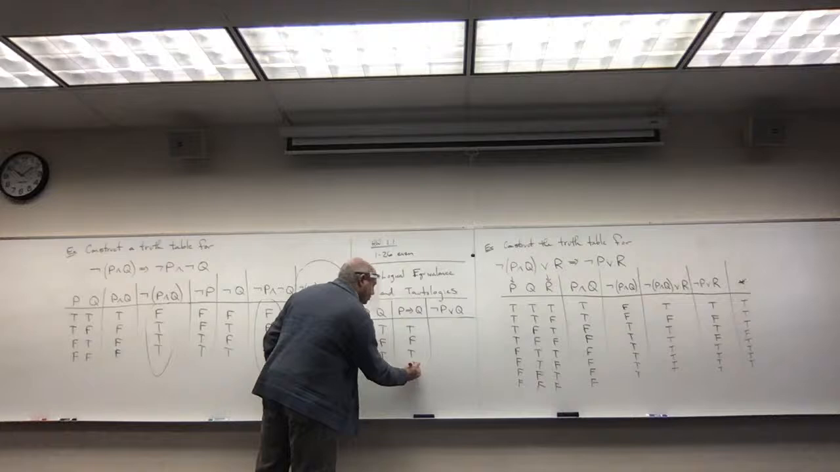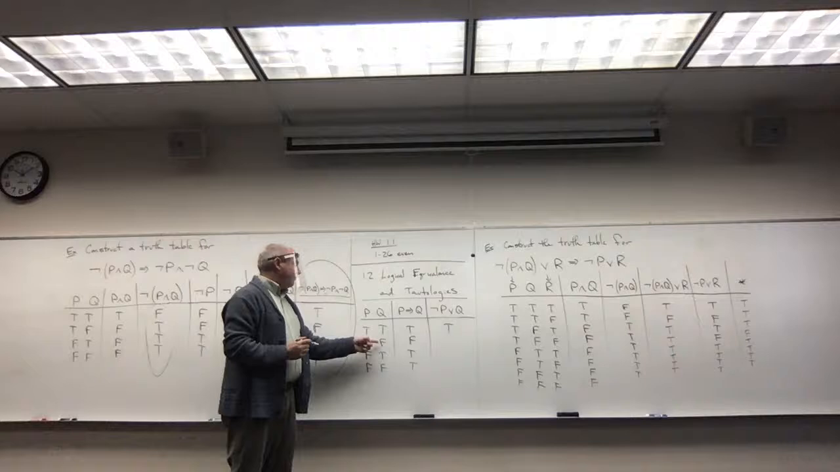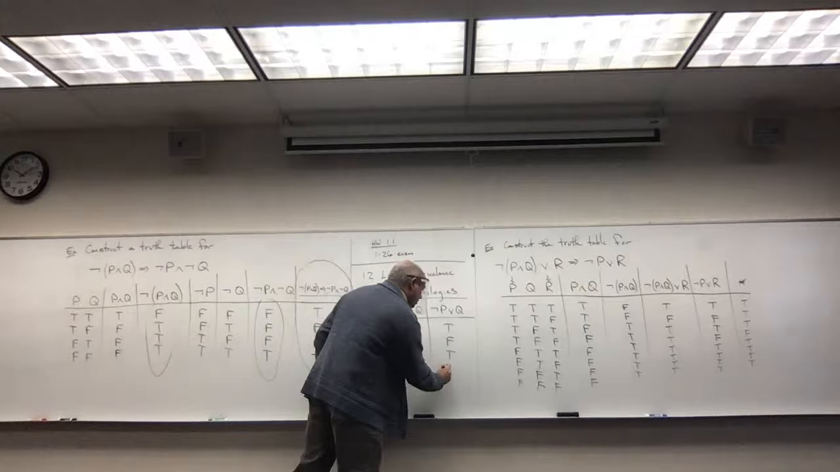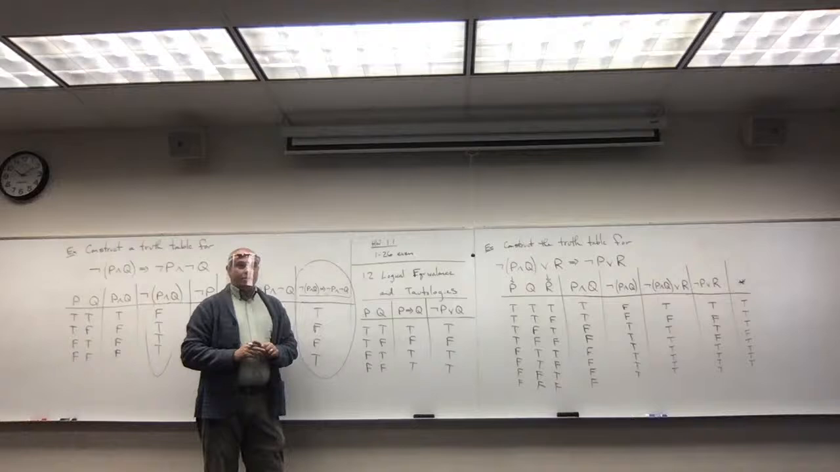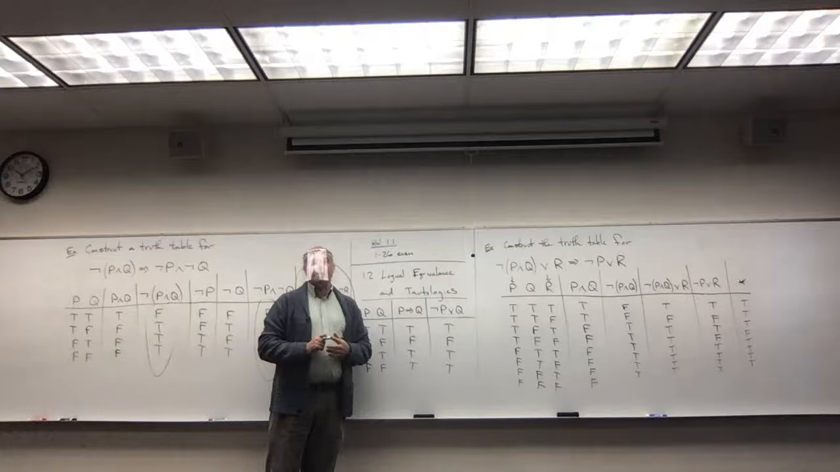And then what about not P or Q? So not P is false or true is true. False or false is false. True or true is true. And true or false is true. So notice these two columns, right? They are exactly the same. So what we're saying, again, and I'll write this down formally in a second, is these two things are what we call logically equivalent statements.